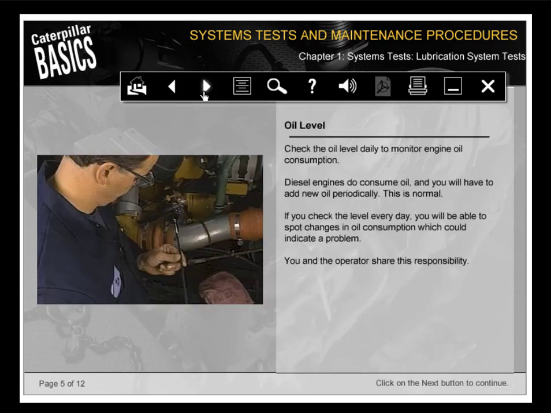Check the oil level daily to monitor engine oil consumption. Diesel engines do consume oil, and you'll have to add new oil periodically. This is normal. If you check the level every day, you'll be able to spot changes in oil consumption, which could indicate a problem. You and the operator share this responsibility.